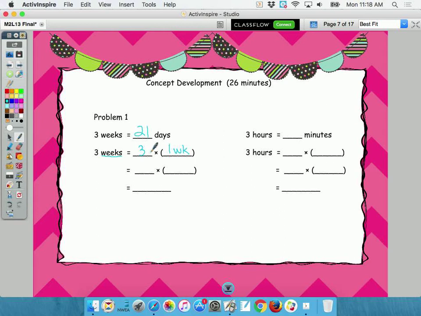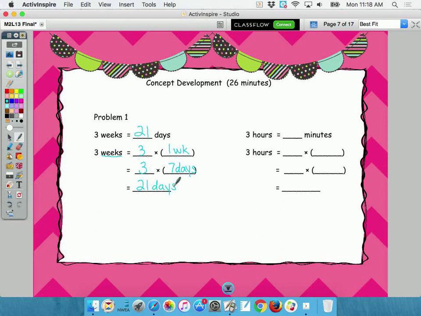All right? Now, Kaden, how many days are in 1 week? 7. So that's where I write 7 days. 3 copies of 7 days equals what, boys and girls? 21 days. 7, 14, 21. Okay, now, like I said, it's a strategy.